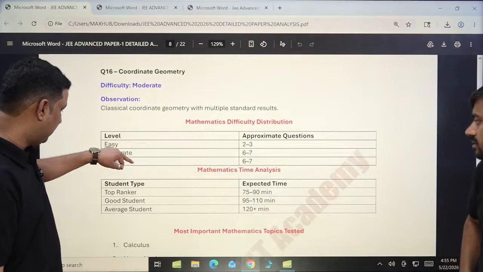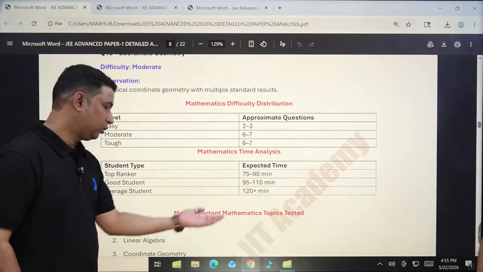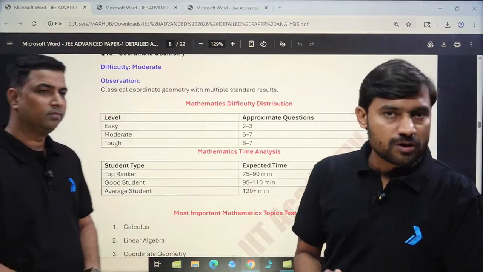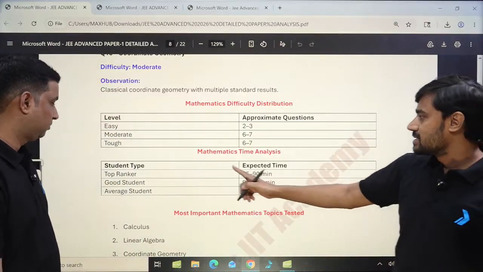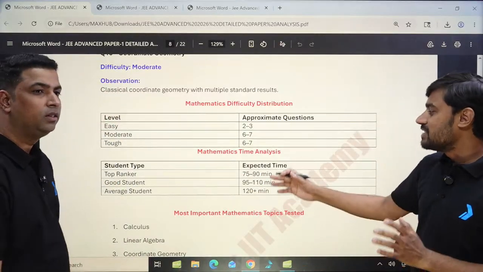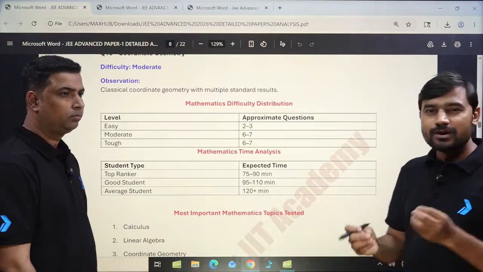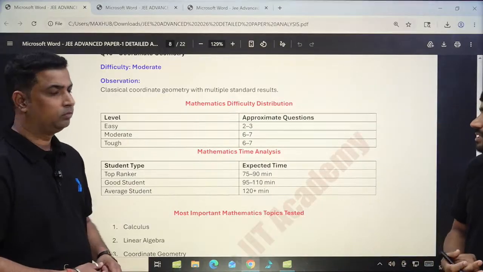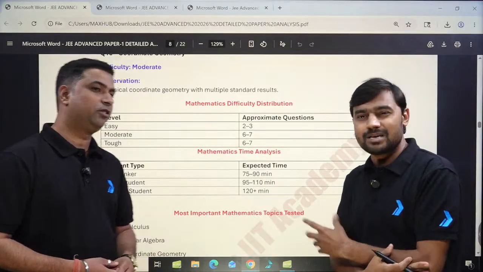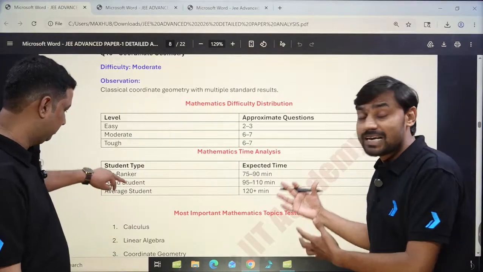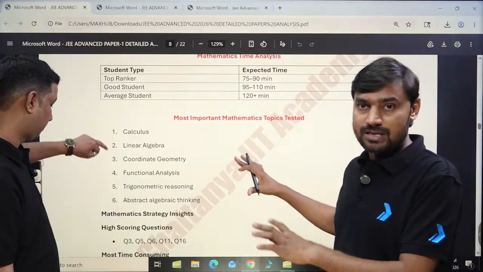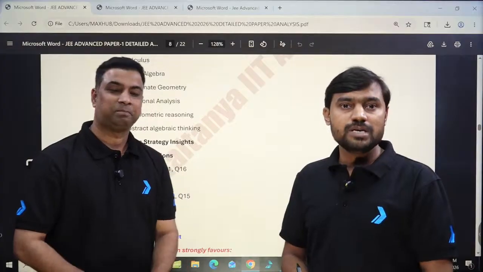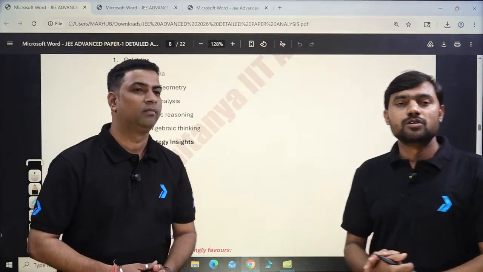Yes. And if you are a top ranker, you can solve the paper in approximately 75 to 90 minutes. Someone was asking whether the paper was lengthy or not. So this is the overall analysis. Top rankers take approximately 75 to 90 minutes, and if your practice is good, then you will take 95 to 110 minutes, and an average student 120. But where do we have that much time? So you can imagine that this year, with respect to 2025, there will be deeper cut-off marks.